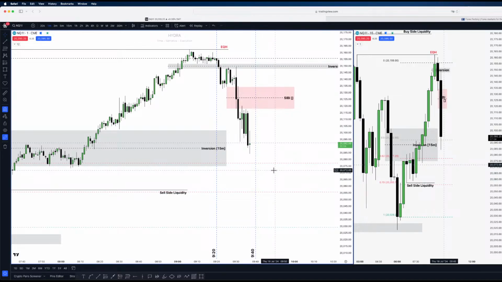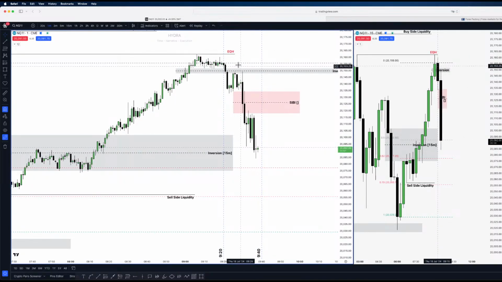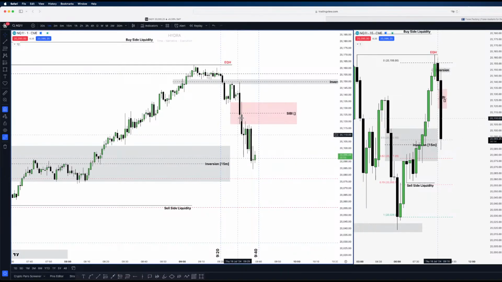Looks like market maker sell model. Yes, we saw it coming before the delivery happened. But price left these small things that prevented us from taking a trade.